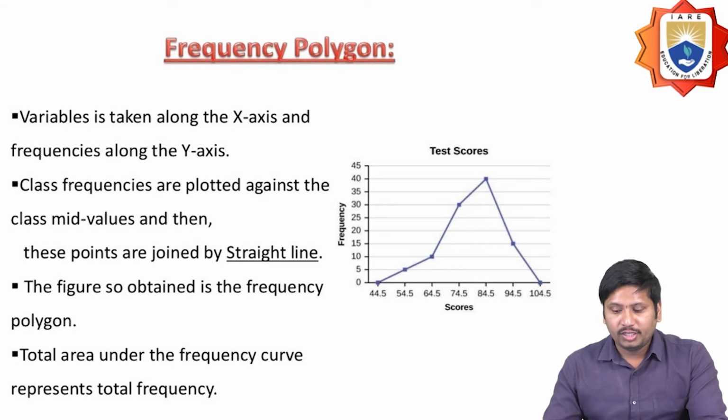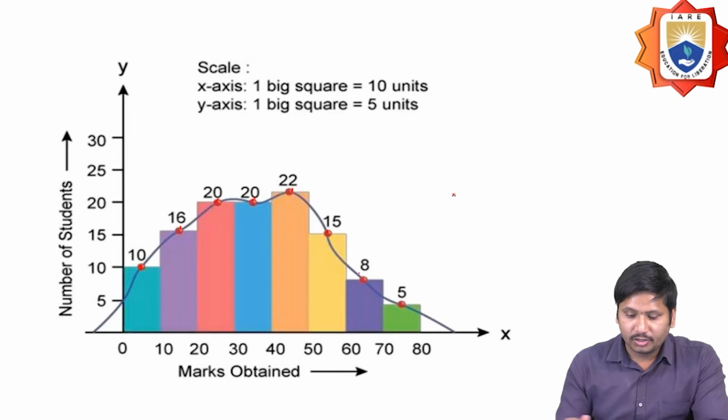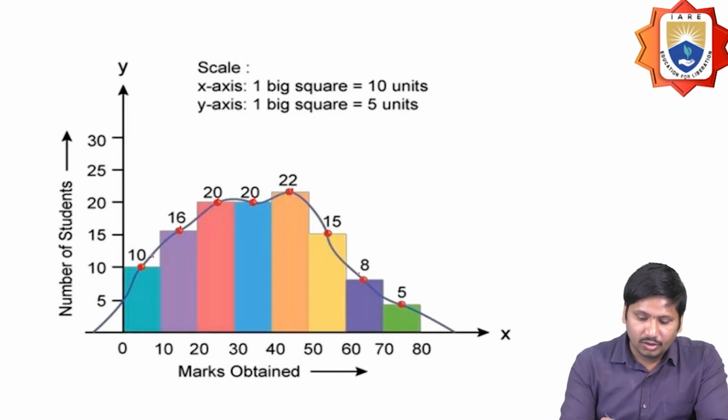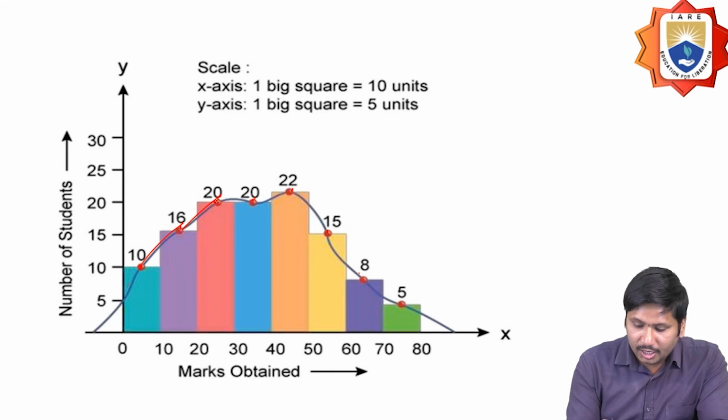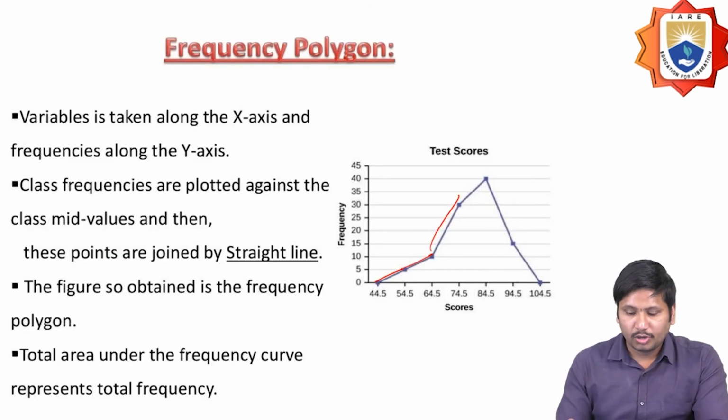Frequency polygon. What is a frequency polygon? Here the variable is taken on the x-axis and frequencies are taken on the y-axis. The class frequency is plotted against the class mid values, and these points are joined by straight lines. If I join them through straight lines, it is called a frequency polygon. So all the midpoints of these rectangular bars are joined by straight lines, and that is the frequency polygon.